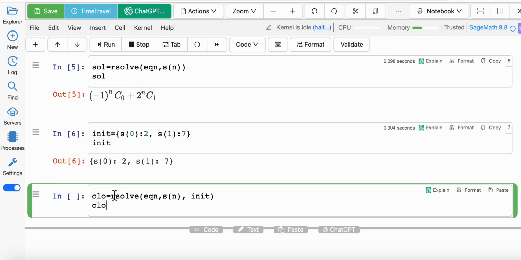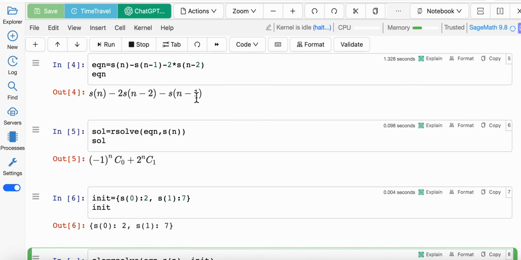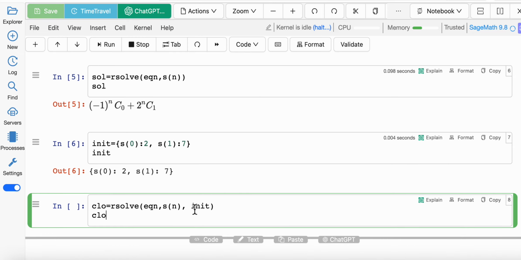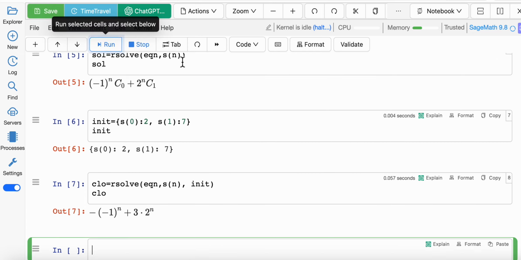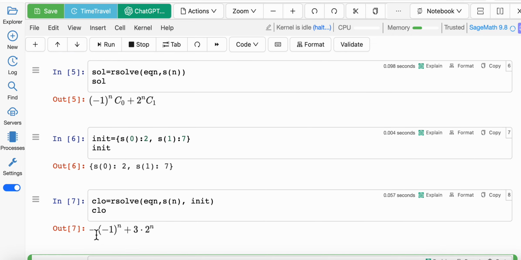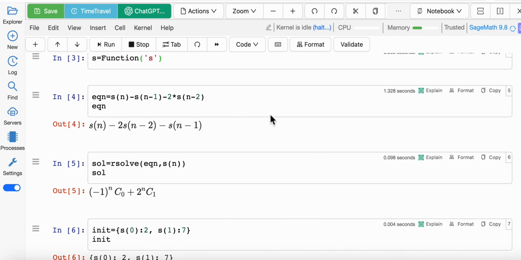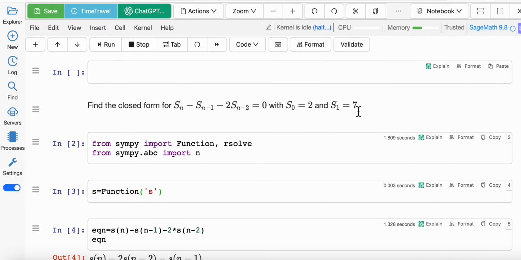So we write close, for instance, for the closed form, and we are going to write our solve, the equation, I mean the one that we wrote here, Sn, and the initial conditions that we give here. And so we run it, and this is the solution of our problem. So this is then the closed form corresponding to the homogeneous equation.